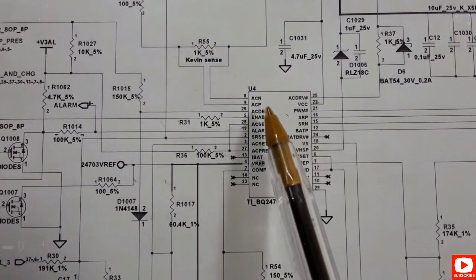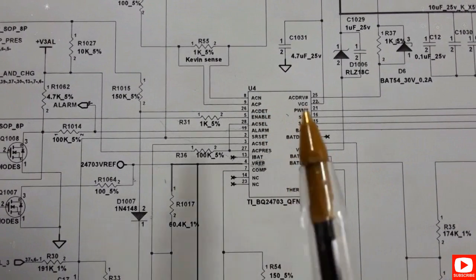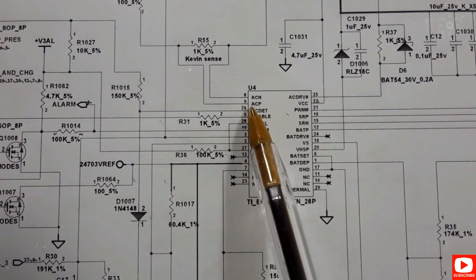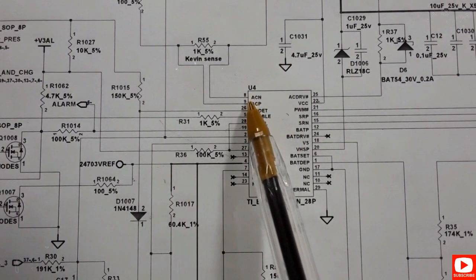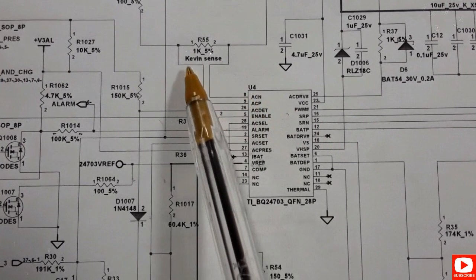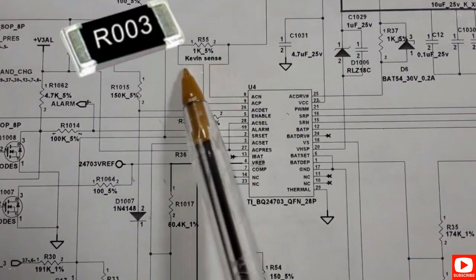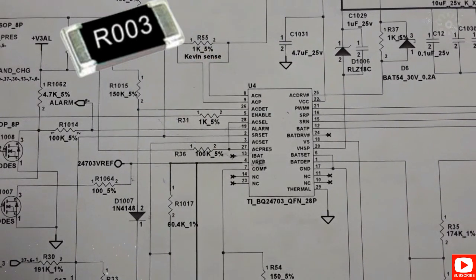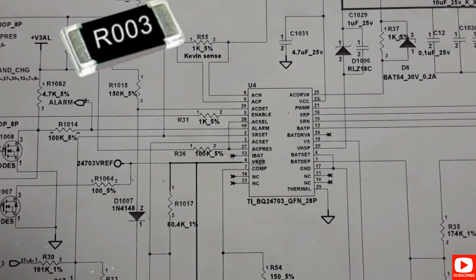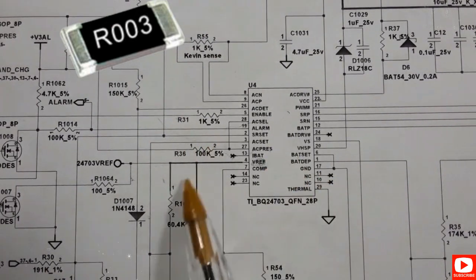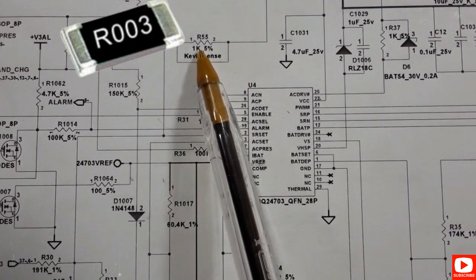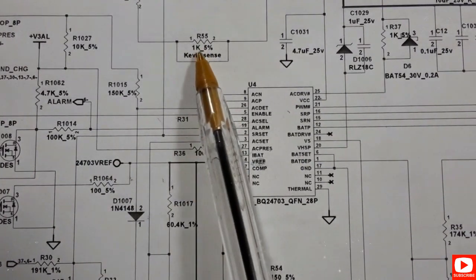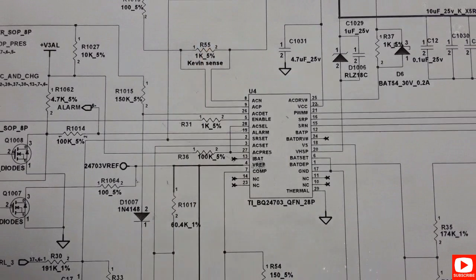So here let's check this pin configuration. The first two pins, as you can see, are ACN and ACP, basically negative and positive. These two pins are connected to this resistor, basically a Kelvin sense resistor or current sense resistor. This resistor has as its purpose the current sensing. That's why it should always be connected to two pins in every power management IC. Its reference is R55.